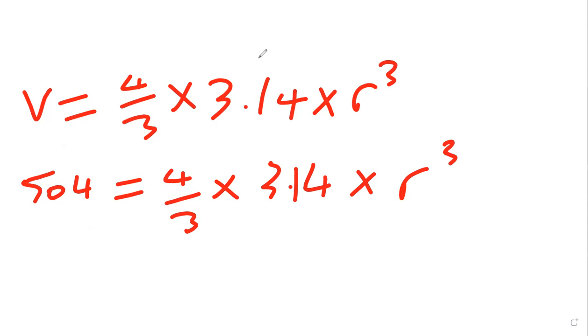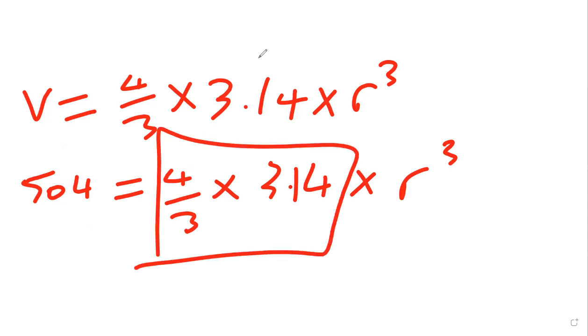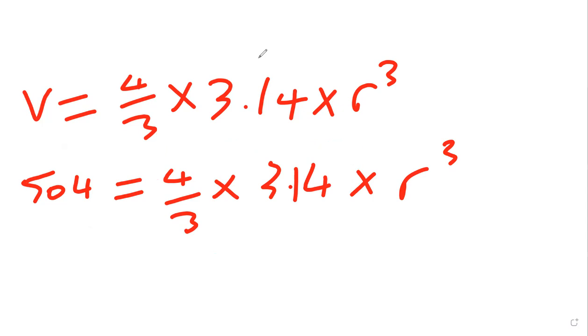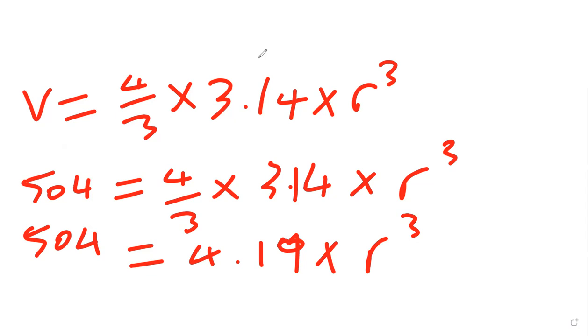Let's work on this part first. 4 divided by 3 times pi, and that gives me about 4.19, rounding off to 2 decimal places, times r cubed. Now what we're going to do is divide both sides by 4.19.